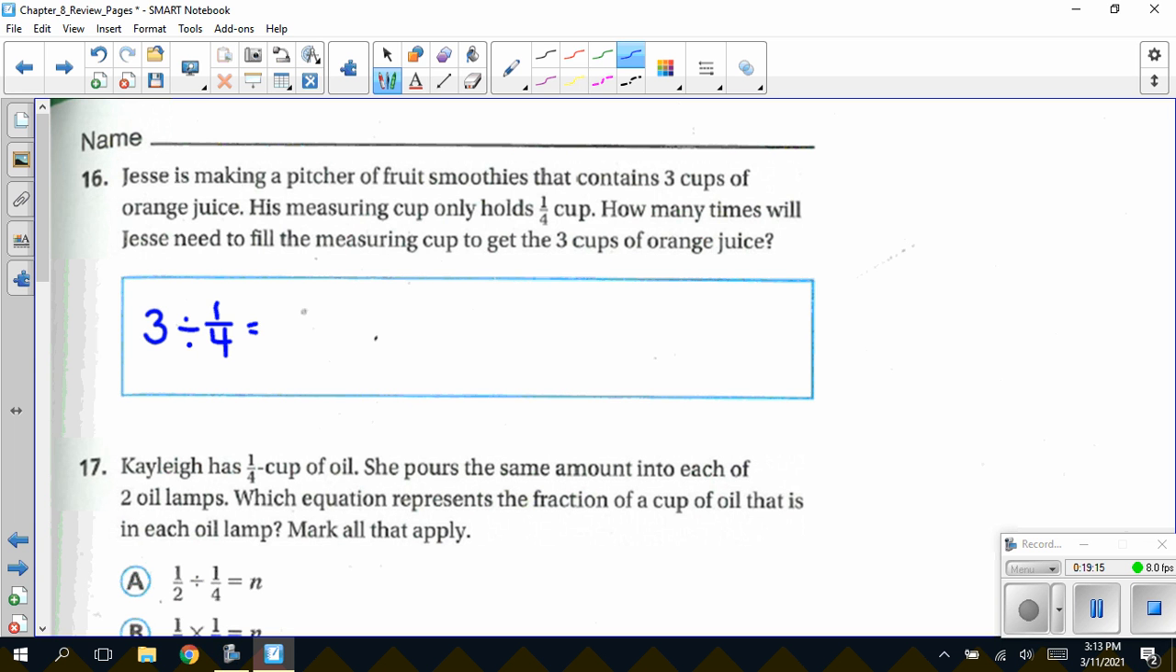So, changing to a multiplication problem, the first number stays the same, times, I'm going to flip or take the reciprocal of the second number. I've now changed the problem to 3 times 4, and that equals 12. So that means Jesse will need to fill the measuring cup 12 times to equal the 3 cups of orange juice.